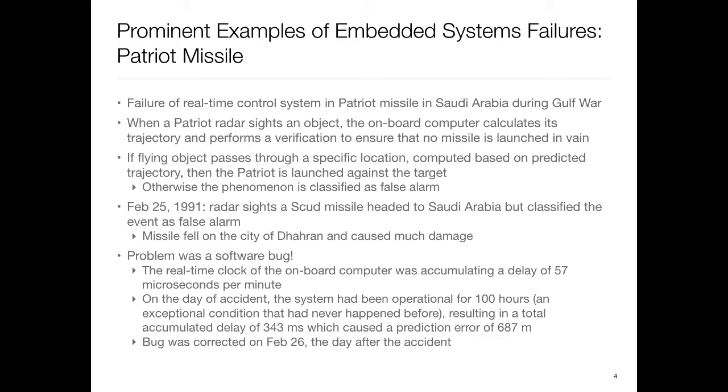I mean, we are going to learn from mistakes, but the mistakes are going to be costly. Crashed, whatever, space shuttle or whatever, those kind of things. So this was a Patriot missile thing. 57 microseconds per minute sounds like nothing, except that the system had been operational for a long time, so it had translated into a delay of 343 milliseconds. And even that doesn't sound like much, except that 343 milliseconds at the speed of an incoming missile is a substantively long distance, and therefore the Patriot missile missed its target.